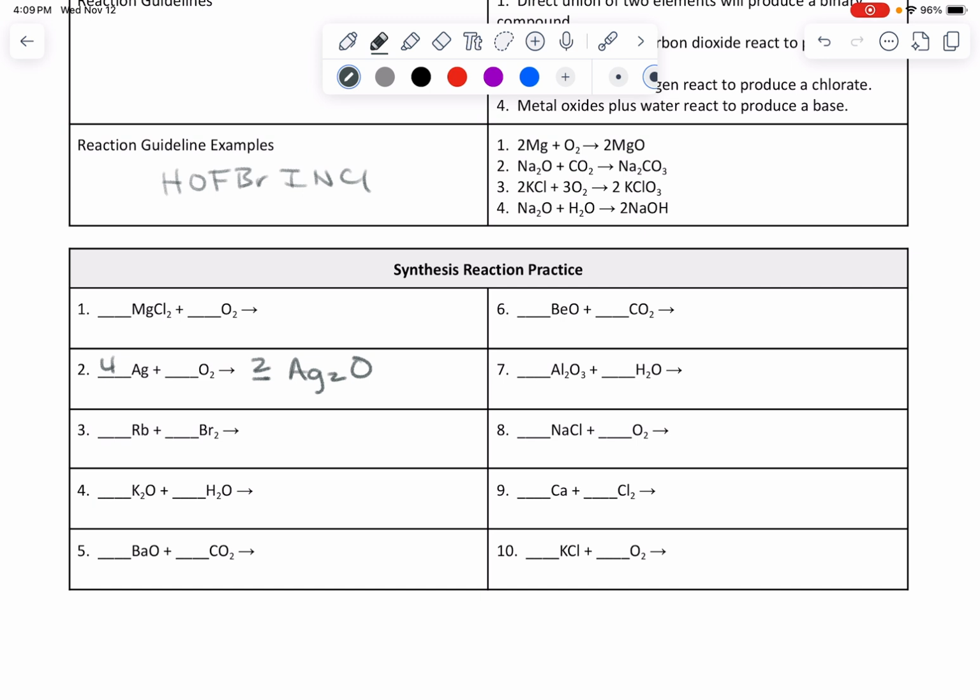Okay, let's look at another one. So number 9 is also rule number 1. So we have calcium and chlorine. And we are just going to smush them together on the other side of the arrow, making sure to recross and drop. So calcium has a 2+ charge, chlorine a -1. So we end up with CaCl2 like this. And then we would need to balance it. And if we look at this closely, it is already balanced.